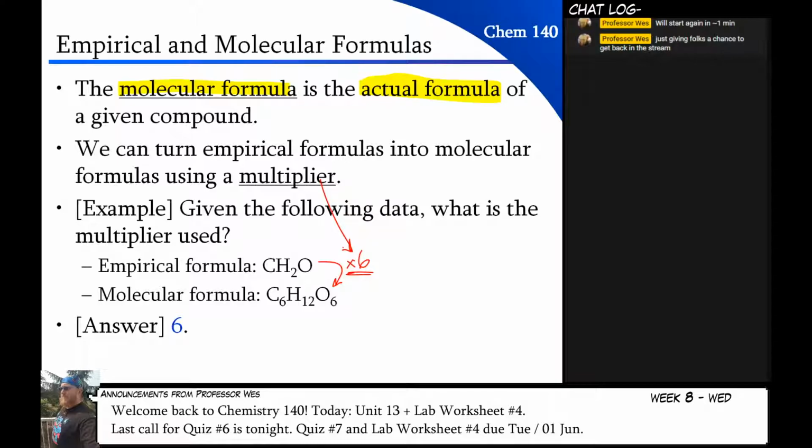Now, how you determine the multiplier, we'll talk about later on today. For these first few examples, we're just going to try and figure out the empirical formulas of stuff, because that's going to be relevant to the lab. Then we're going to talk about the lab, where you'll have to calculate an empirical formula. And then we'll talk about molecular formulas at the very end.